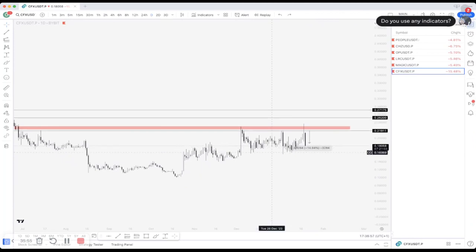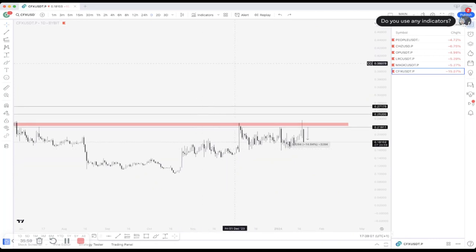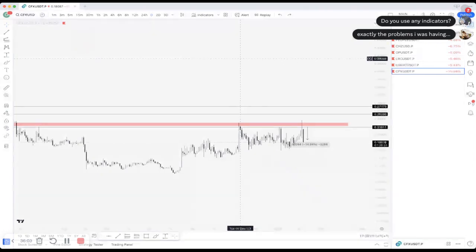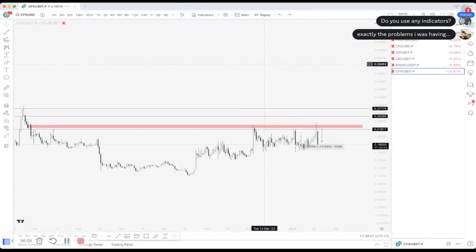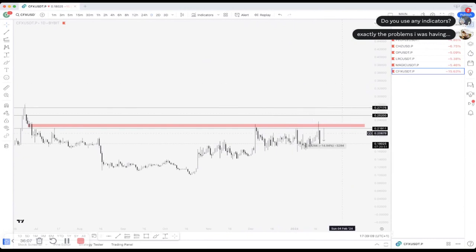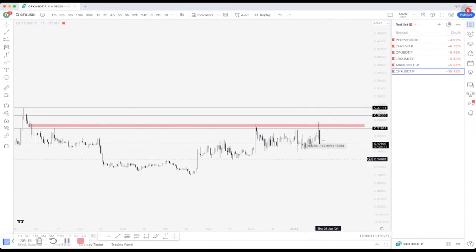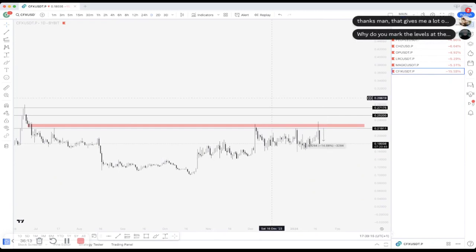Do you use any indicators? I use VWAP. That's the only classical indicator I use. I use open interest, delta, etc., and I use option charts as well, stuff like implied volatility. So I don't use anything like MACD or anything like that now.